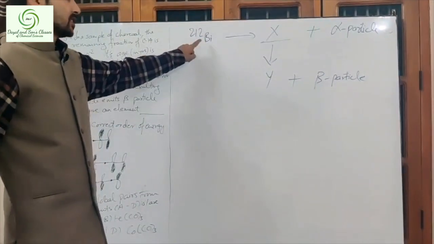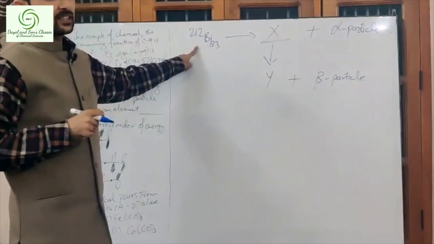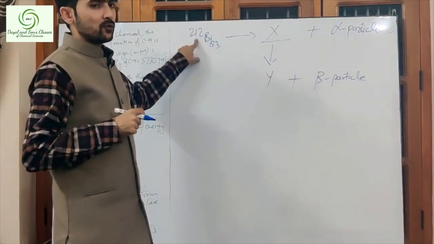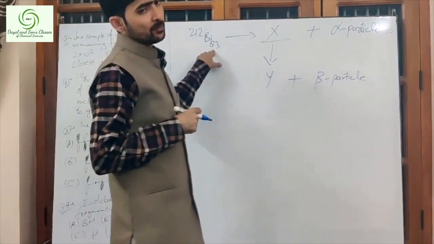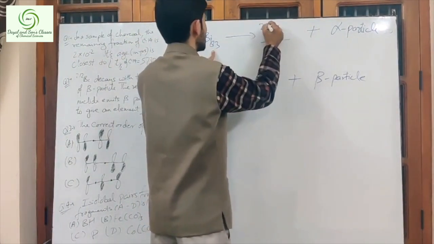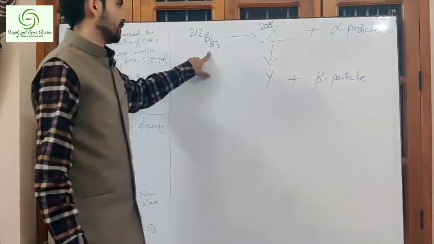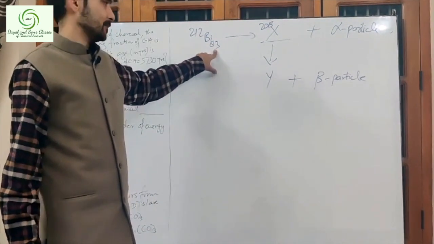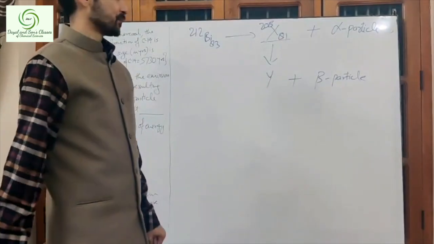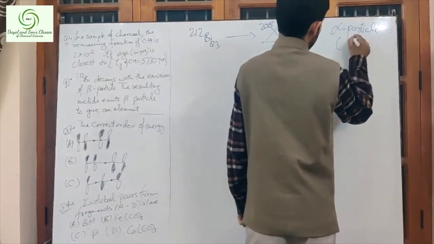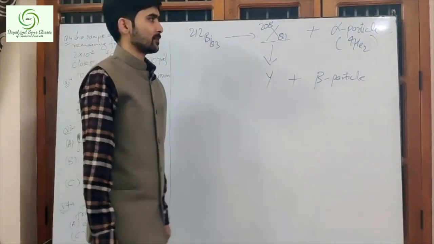Now for bismuth, the atomic number is 83. When an alpha particle is eliminated from bismuth, what will happen? 4 will be subtracted from its atomic mass, and 2 will be subtracted from atomic number. If we subtract 4 from 212, we'll get 208, and if we subtract 2 from 83, we'll get 81. Alpha particle is basically nothing but helium nucleus, 4He2.